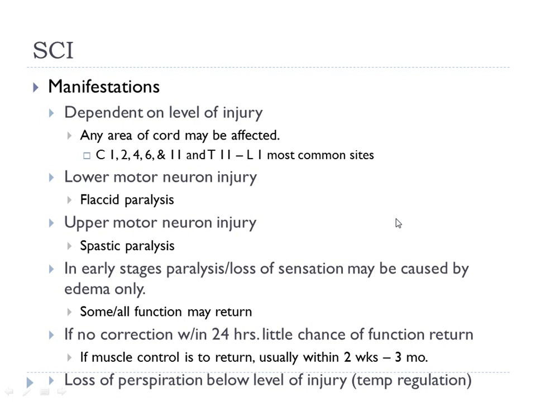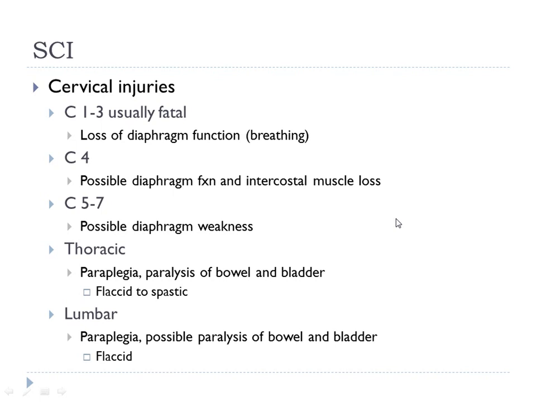This is a key here, that below the level of injury, perspiration doesn't really happen very much. So therefore, you have impaired thermoregulation because of that. Again, the upper C-spine, C1, 2, and 3, is also bad. The upper cervical injuries usually are fatal.